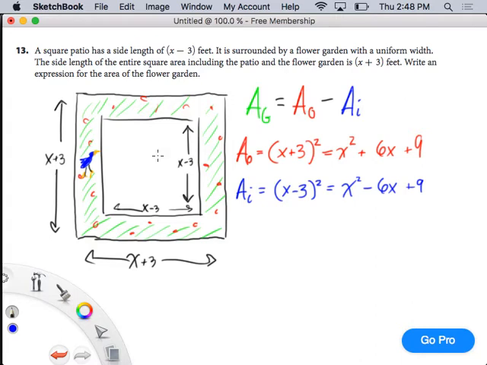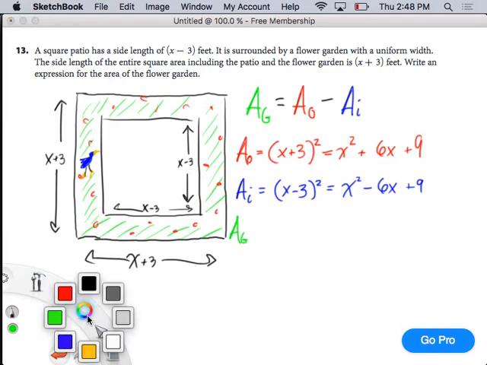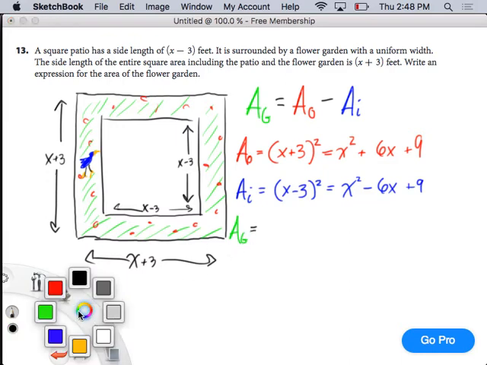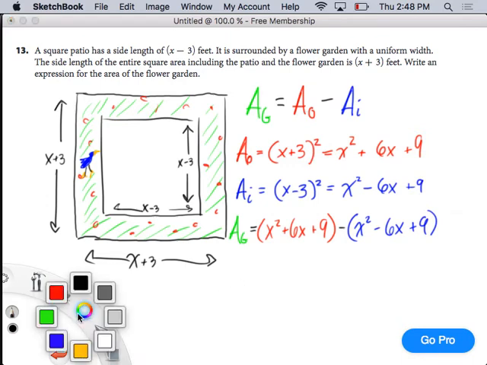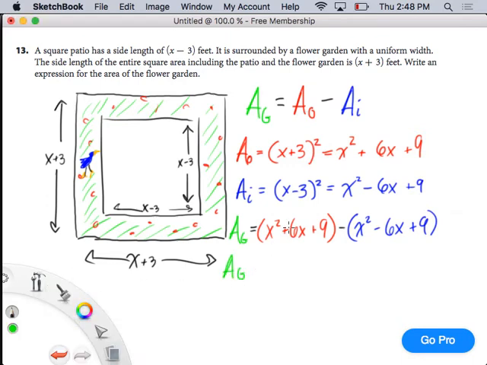All right. Now I just take these and plug them into my equation. I get the area of the garden equals the area of the outer square, x squared plus 6x plus 9, minus the area of the inner square, which is x squared minus 6x plus 9. And now, hey, look, I'm subtracting polynomials. Remember that? Lesson 4.2? Okay, it's a great question.